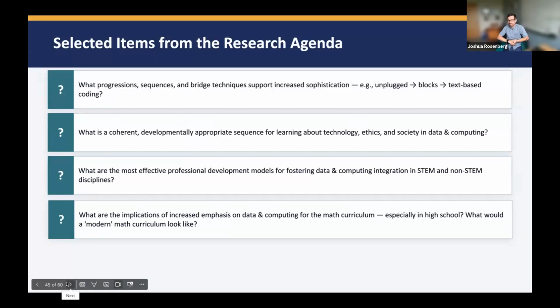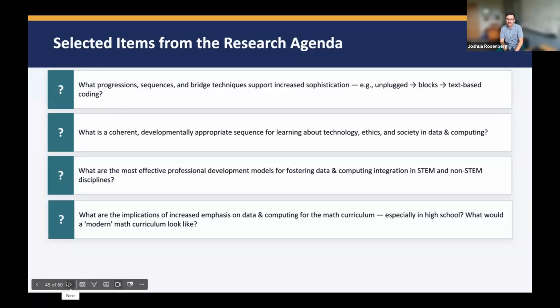Related, what does the course sequence look like in terms of these ideas, in which courses, in what structure over time? And then what are some professional development models? And then lastly, specifically, I think I'd flip this maybe and say, what are the implications of increased emphasis on data and computing for the science curriculum?